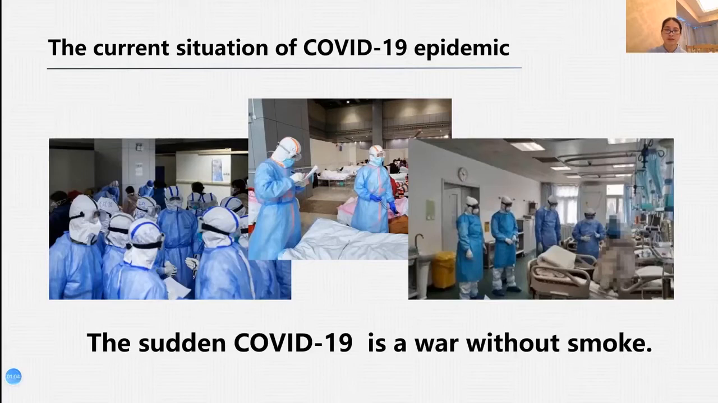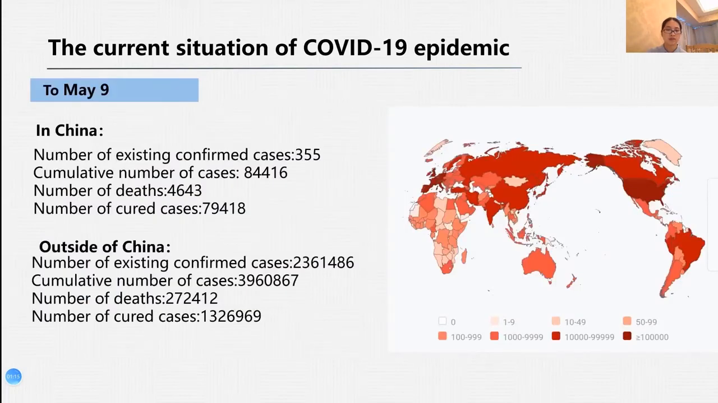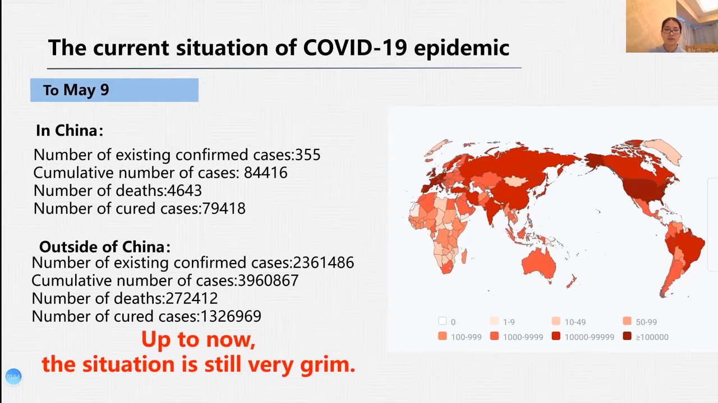As everyone is experiencing, the sudden arrival of COVID-19 is a war without smoke. Let's take a look at the following data, which is the epidemic data on May 9. In China, the number of existing confirmed cases is 355. However, outside of China, the number of existing confirmed cases is so large. Here we can see it's 236 million and 1,486. So the situation is still very grim, I think.